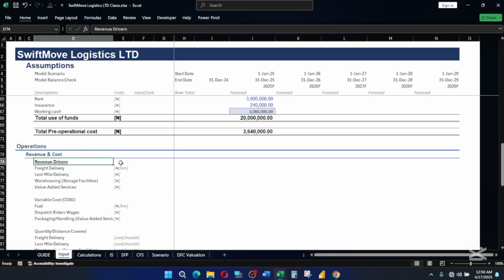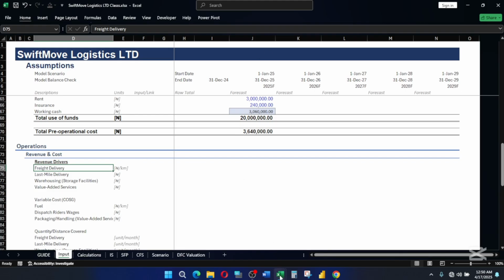So what are our revenue drivers? Our revenue drivers are the things that actually bring money into the business. You can call them revenue drivers or revenue streams. Because it's a logistics company, we say this is our freight delivery fee, and we charge per kilometer covered, per distance covered. So that's how we charge here.